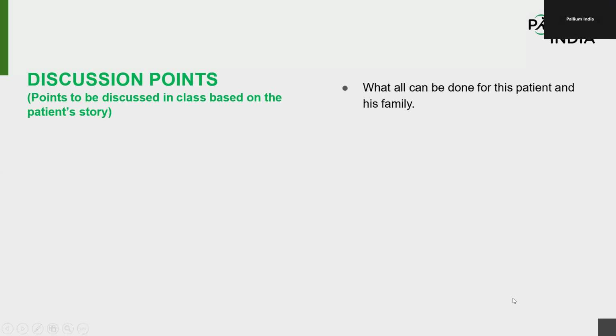So you should tell me what all can be done for this patient and his family. What are the main problems he had? Was he having severe pain? Very severe pain? No, ma'am. Moderate pain.